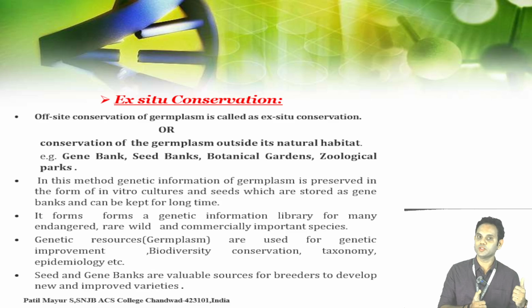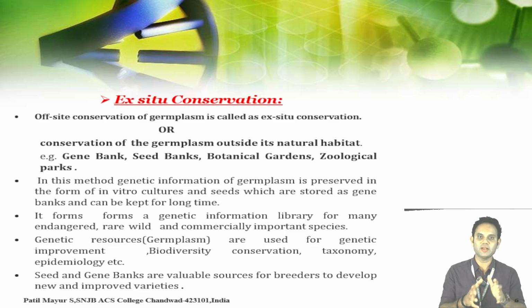In in situ we saw that we conserve the species in their natural habitat, but in ex situ conservation, we are not going to conserve them in the natural habitat. We will bring them to some other place from their original habitat and try to conserve them. In this method, genetic information of germplasm is preserved in the form of in vitro culture. What do you mean by in vitro? Vitreous literally means glass, and glass is present in laboratories. So in vitro means in laboratory conditions, which means obviously outside its natural conditions.